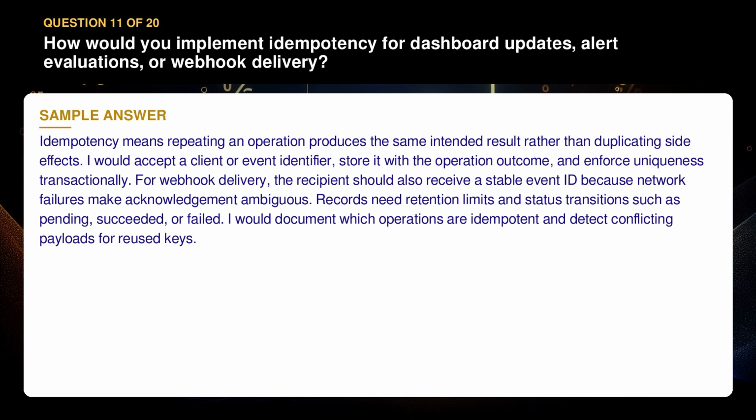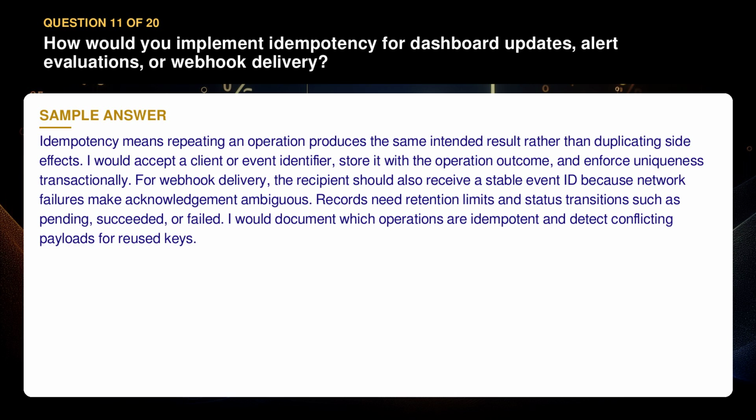Question 11. How would you implement idempotency for dashboard updates, alert evaluations, or webhook delivery? Idempotency means repeating an operation produces the same intended result rather than duplicating side effects. I would accept a client or event identifier, store it with the operation outcome, and enforce uniqueness transactionally. For webhook delivery, the recipient should also receive a stable event ID because network failures make acknowledgement ambiguous.